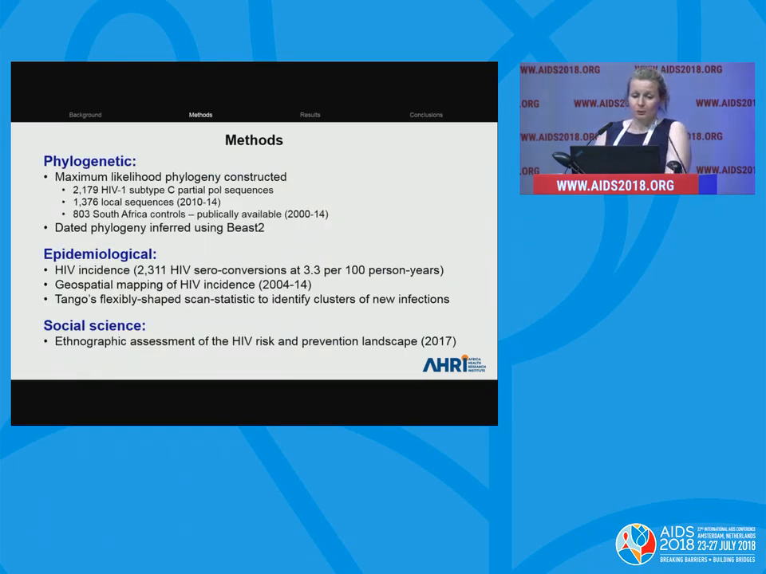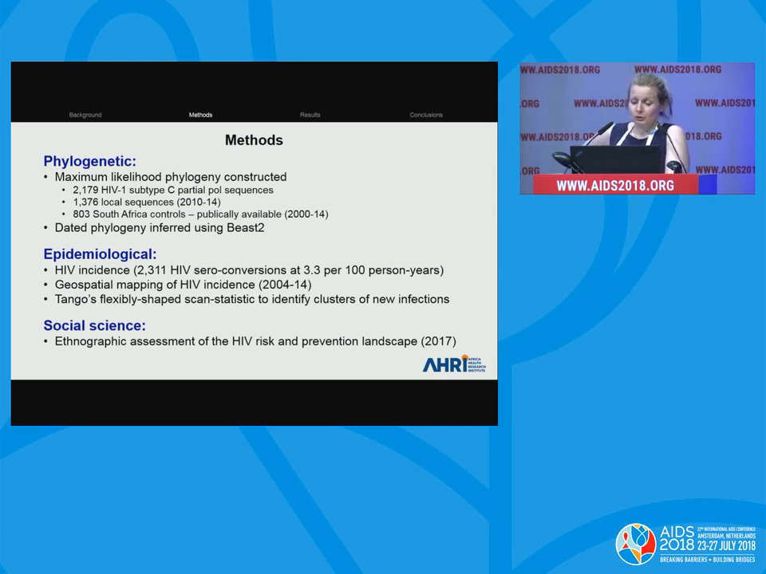The phylogenetic work, we constructed a maximum likelihood phylogeny, so around 2,200 HIV subtype C pol sequences. Approximately 1,400 of these were local RE sequences from between 2010 to 2014, and 800 of them were control sequences from the rest of South Africa. For any cluster we identified with more than 20 sequences, we did a dated phylogeny using a program called BEAST2.